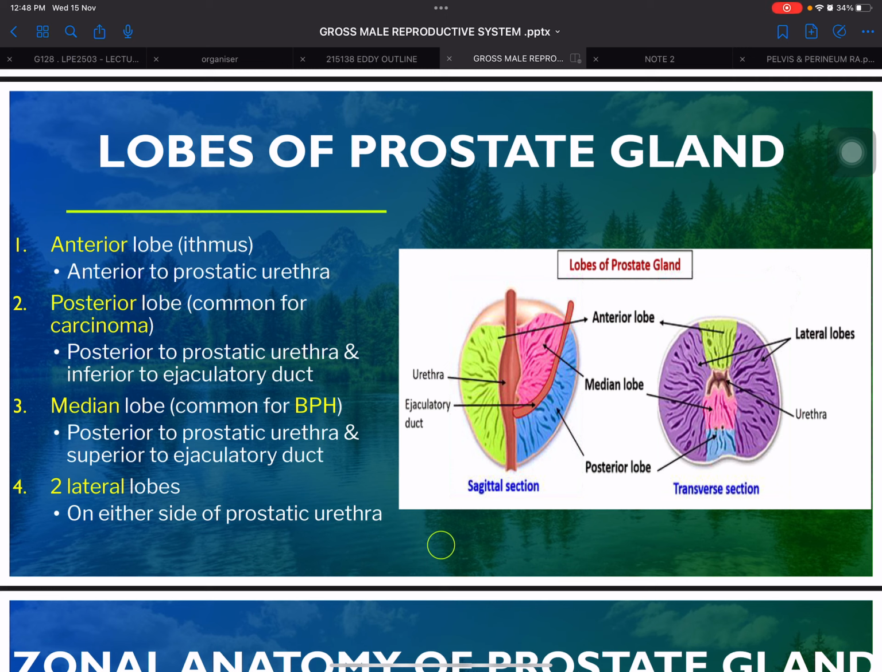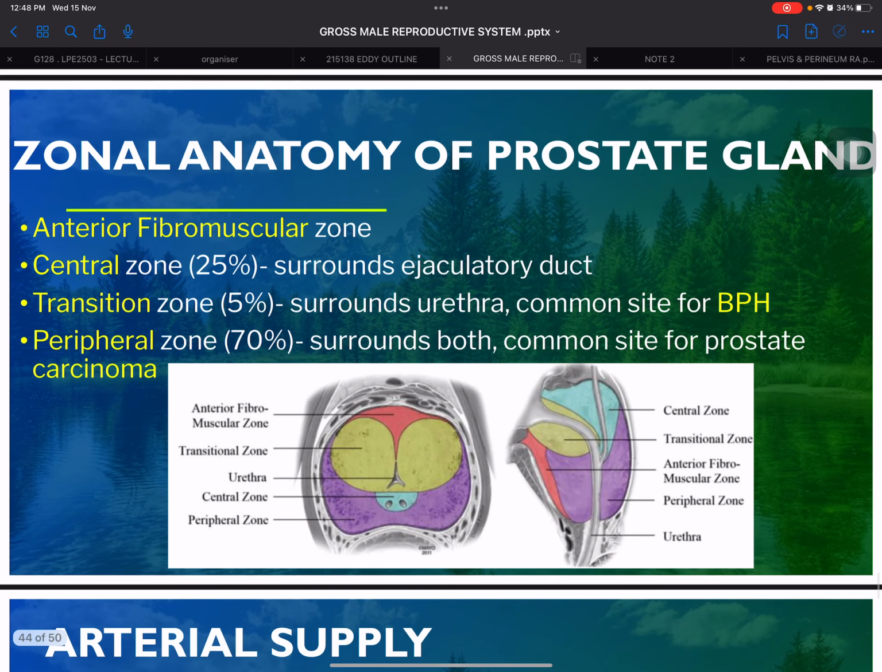Median lobe is common for benign prostatic hyperplasia. Okay, not cancer. Is posterior to the prostatic urethra and superior to the ejaculatory duct. And then 2 lateral lobes on either sides of the prostatic urethra. That is lobe, and some of the pathologists always use classification by zone. So I can ask both, either lobes or zone also.